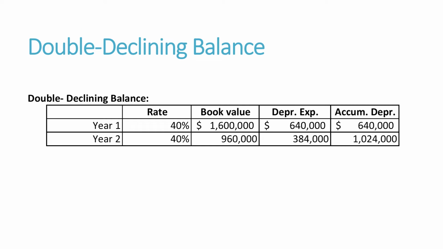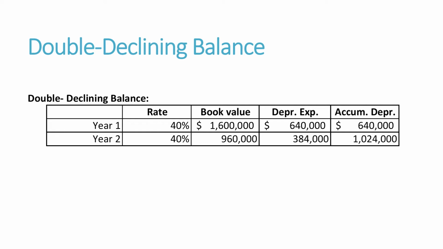So for the first year, the book value of the asset is the cost of 1.6 million because we have not charged any depreciation expense yet. So for year 1, 40% of 1.6 million is $640,000. We're going to make a journal entry debiting depreciation expense and crediting accumulated depreciation for $640,000.